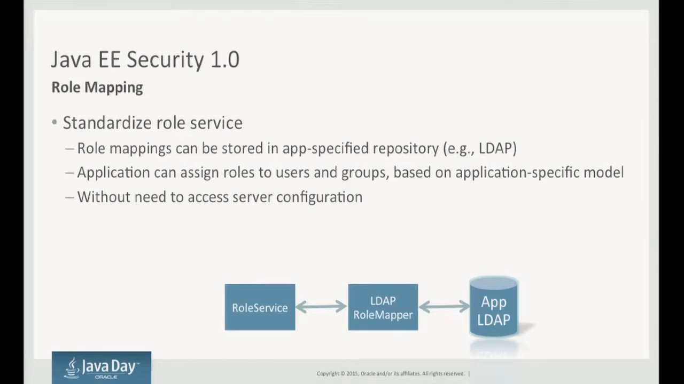So we'd like to take a similar approach for role mapping. Many vendors offer defaults in this area. Our approach here is basically the same as what I just characterized for the user service. We'd like to standardize a role service where roles can be stored in application-specified repositories, and the application can assign roles to users and groups based on some application-specific model. Again, without the need to access the server configuration.